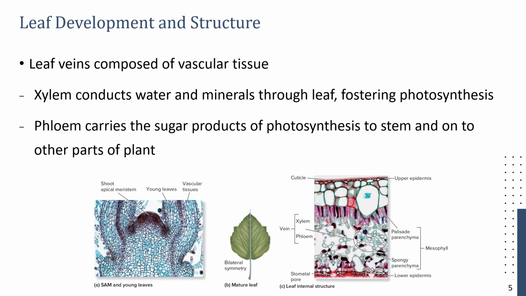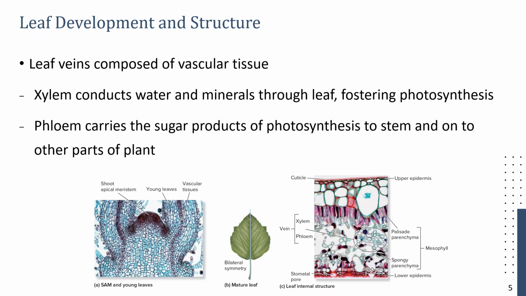There is one main type of tissue in our plants, at least as far as what we are covering, and that is the vascular tissue. This shouldn't be anything new. We've already covered general structure of plants. We've already covered vascular tissue. So remember, there are two types of vascular tissue. The xylem conducts water and anything that is dissolved in the water, such as minerals, through the leaf.